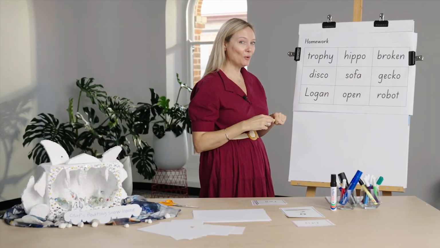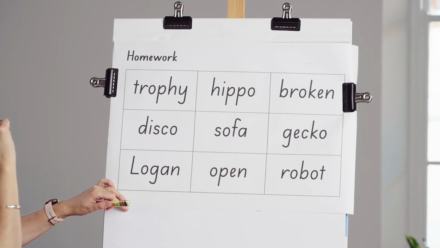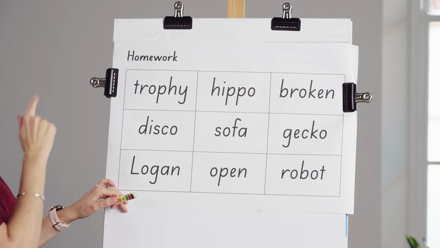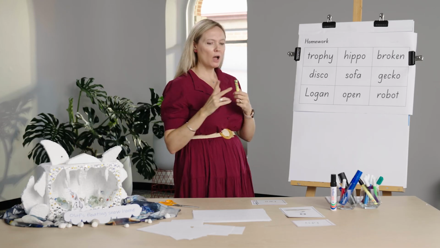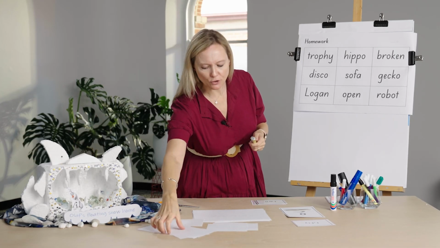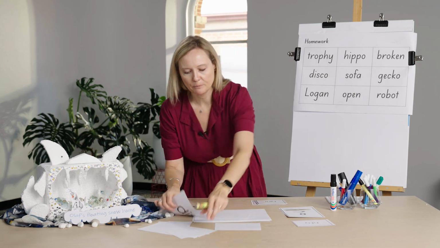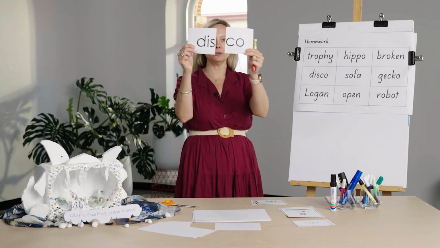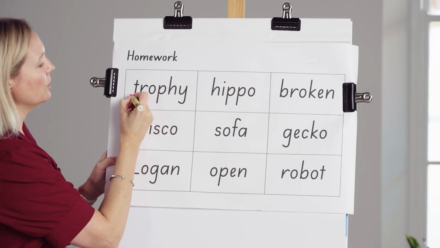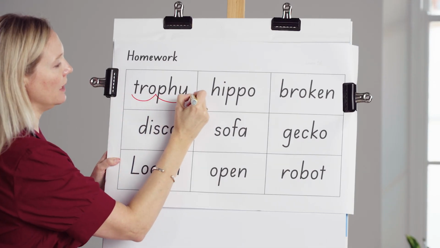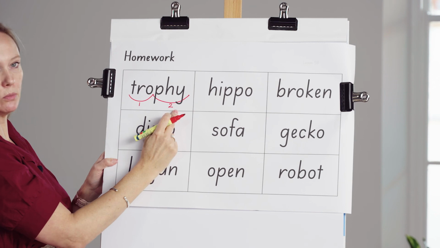Right, ready to look at our homework for today? Oh, it looks like a word grid. So today I think you just need to practice breaking these words into their syllable parts. So I chopped mine, and you might like to do that too. Do you remember I chopped mine up? Disco. But you could also do this. Trophy. 1 syllable, 2 syllable.